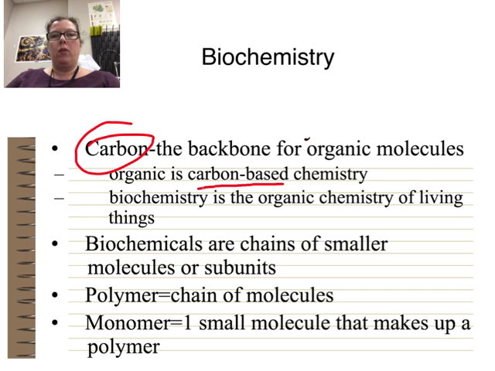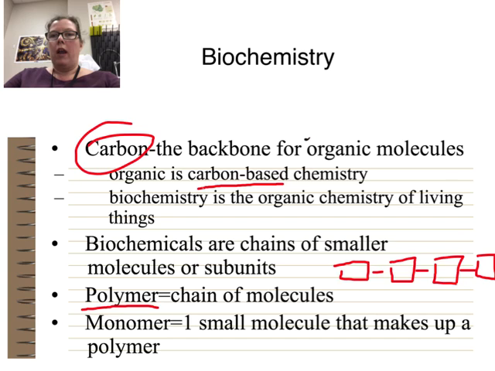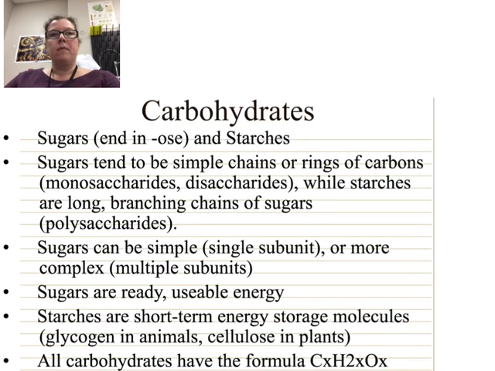Now, biochemicals are what we call polymers. They're big molecules that are chains of smaller molecules. So a polymer would look like this, right, where you've got tiny molecules strung together in a chain. That's a polymer, and each one of these little links in the chain we would call a monomer. So a monomer is one small molecule that makes up a polymer.